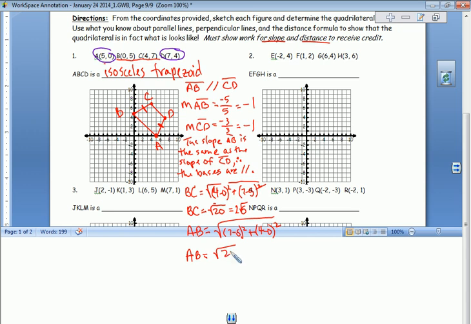Did you get square root of 20? Yes. Which is 2 roots of 5? So, AD is congruent to BC. So now we've proved it. We have proven that AB is congruent to, not BC, AD to BC. There we go. So we showed congruent legs and we showed parallel bases. We proved it.